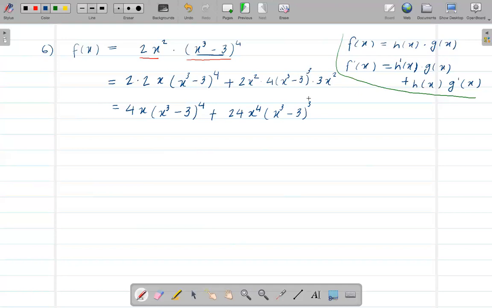All right, so here I used two things. For this whole thing, I used the product rule. And for the second part, I used the chain rule as well, right? So keep this in mind, because you will see something like this on the homework problems as well.